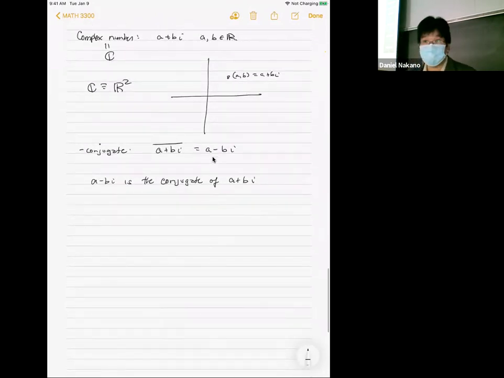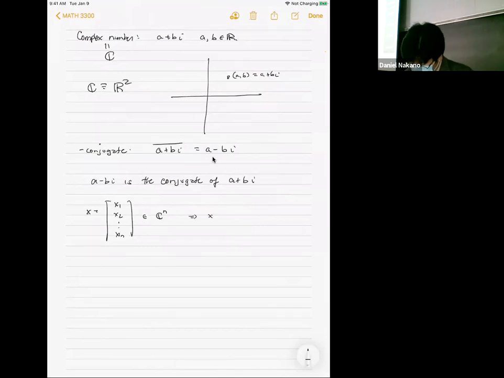We can do this in terms of tuples also. If x is equal to (x1, x2, up to xn), and these are all complex numbers, so they're tuples in the complex numbers, then if I bar everything, all I do is take the conjugate of each of the components. Of course, this is still in C to the n.